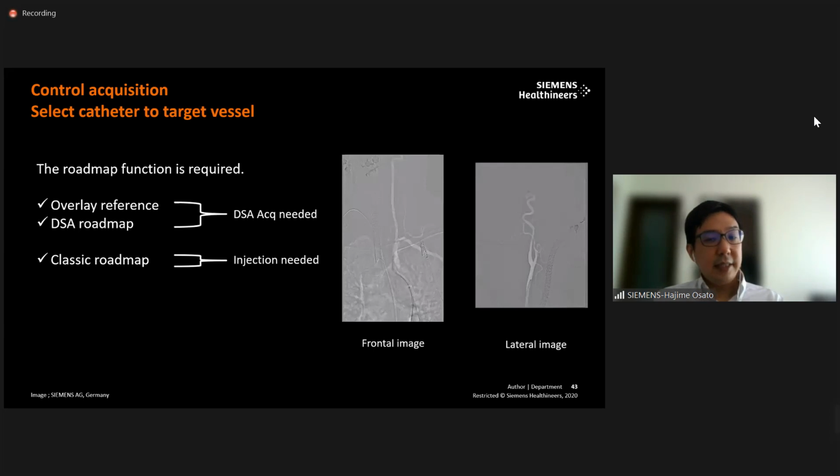In this case, the roadmap function is required. Siemens has several types of roadmap, called overlay, DSA roadmap, and also classic type roadmap. On the roadmap image, the vessel signal displays as a white signal and the background anatomy is subtracted. The device signal, like a catheter and the guide wire, is shown as a black signal.